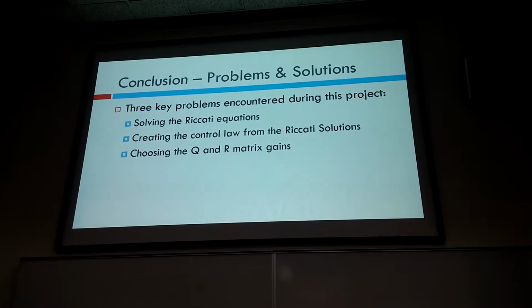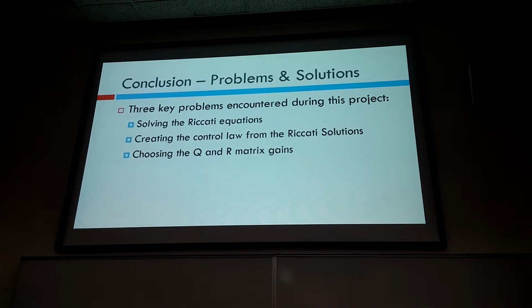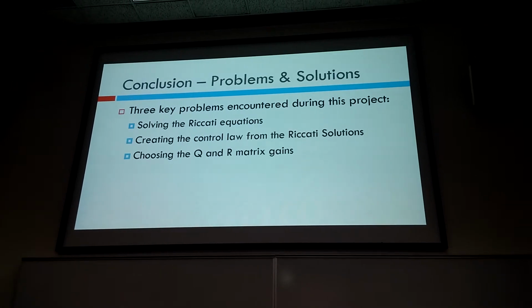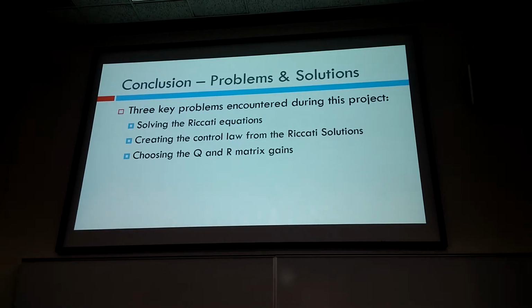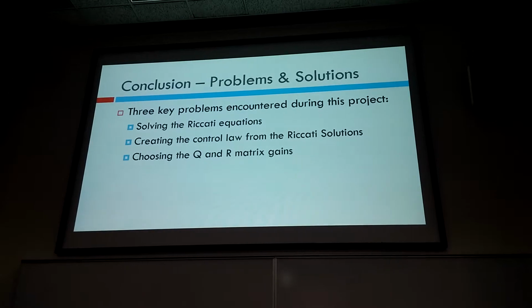All right, so in the conclusion, we're just going to talk about some problems and solutions that I encountered during this project. The main 3 problems that I encountered were solving the Riccati equations, creating the control law, and then choosing the Q and R matrix gains.